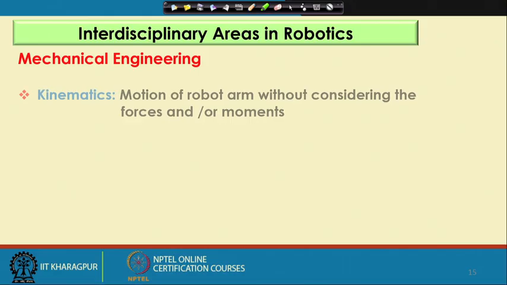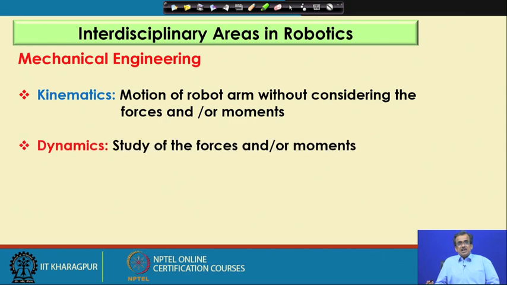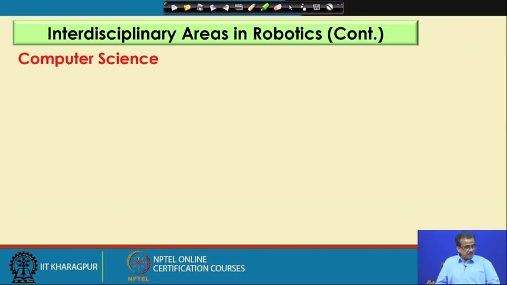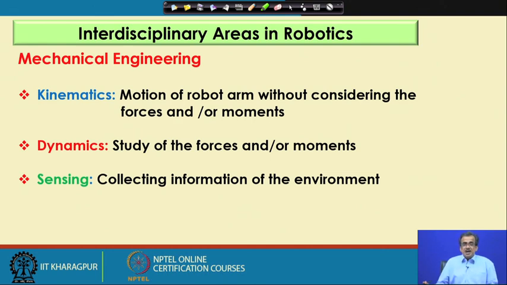Now, I am going to see what the different areas in robotics are. As I told you, in robotics there are 4 distinct modules, which come under the purview of different disciplines. For example, we have kinematics, dynamics and sensing, which come under the umbrella of mechanical engineering. In kinematics, we consider the relative motion of the different joints and links, but we generally do not try to find out the reason behind this relative movement.